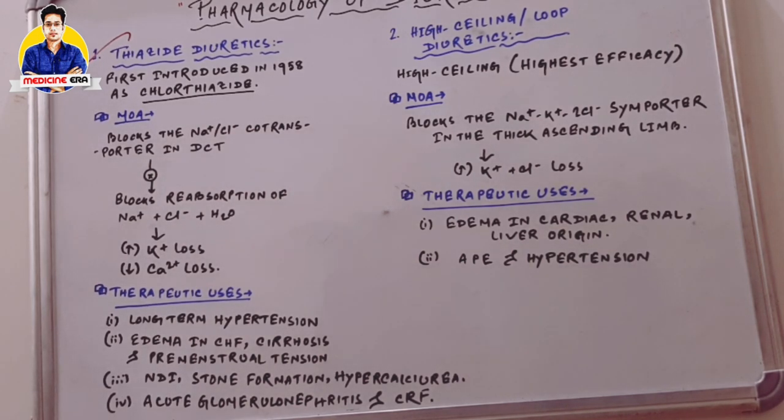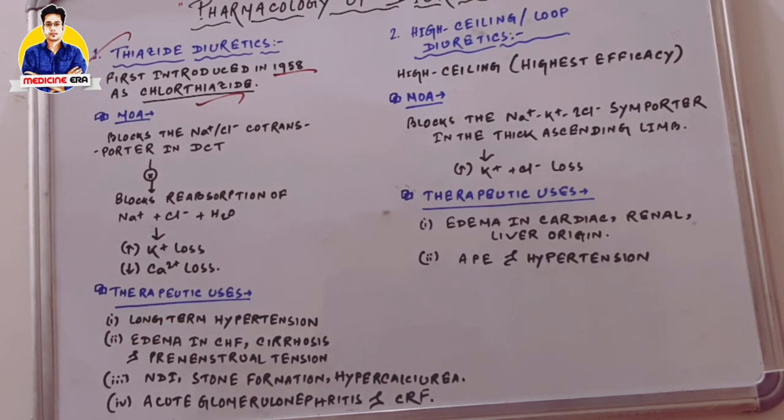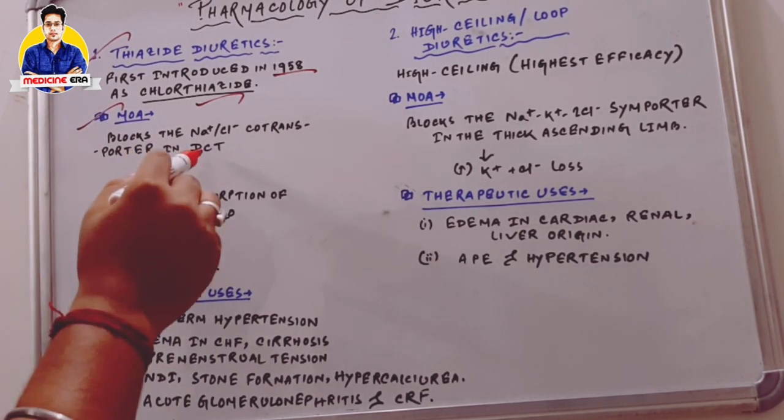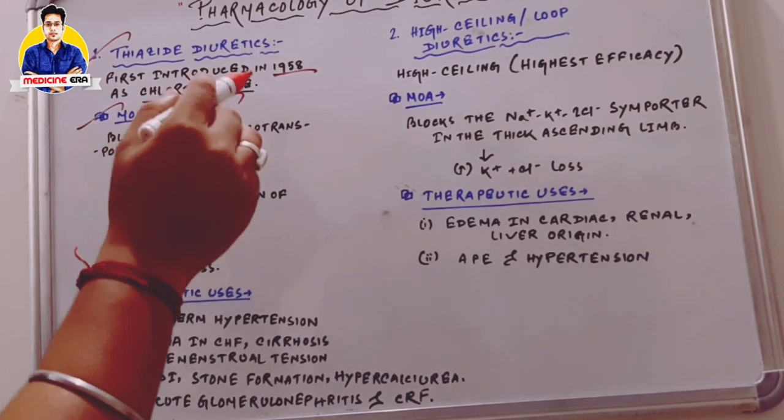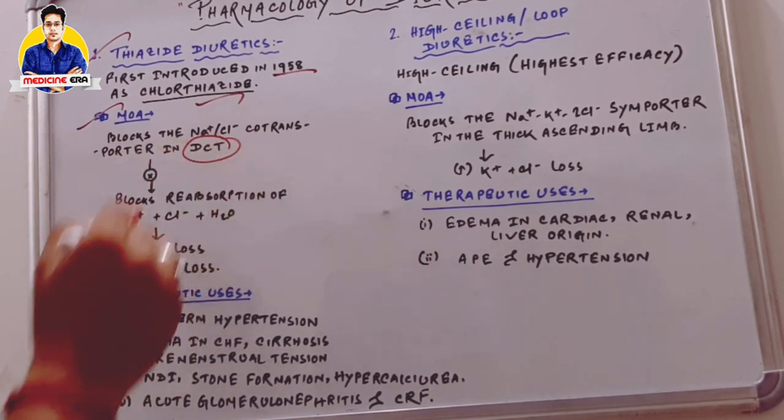Okay, so in case of thiazide diuretics, this was first introduced in 1958 with the name chlorothiazide. So chlorothiazide is the first invented thiazide diuretic. How does it work? What is the mechanism of action of thiazide diuretics? It blocks the sodium and chloride, or Na+ Cl-, co-transporter in the distal convoluted tubule.